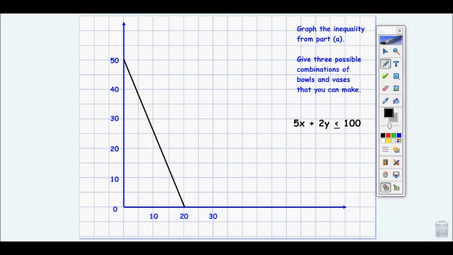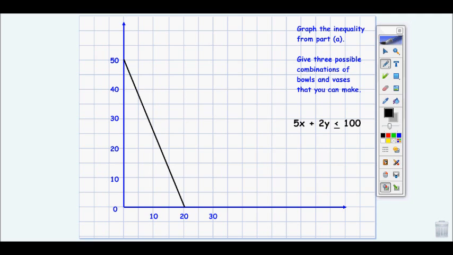So if we look at that, remember we talked about with real life situations, you couldn't say that we had negative pounds or we needed negative pounds of clay. So we really just have the side of the graph that has the positives. So if we went ahead and graphed this, we need to make it into slope-intercept form, and then we could graph this equation. Now, it says graph the inequality from part A, and then give 3 possible combinations of bowls and vases that you can make.